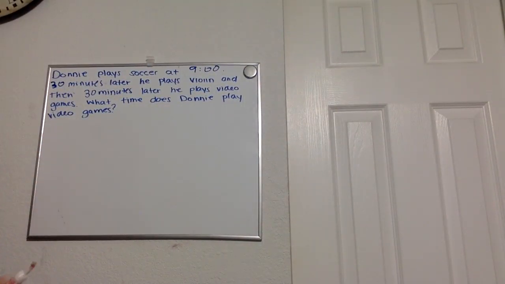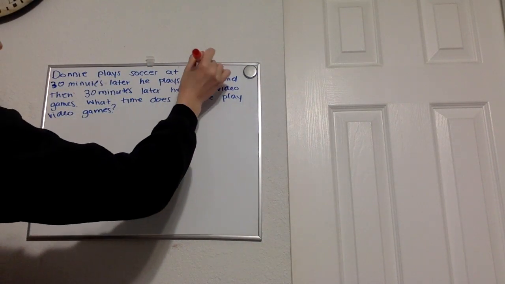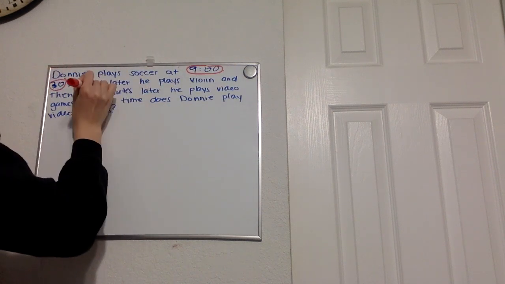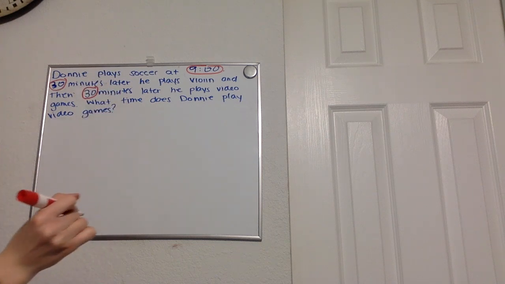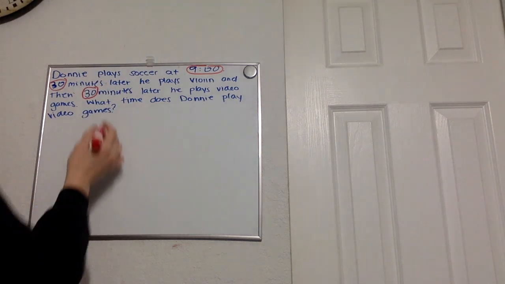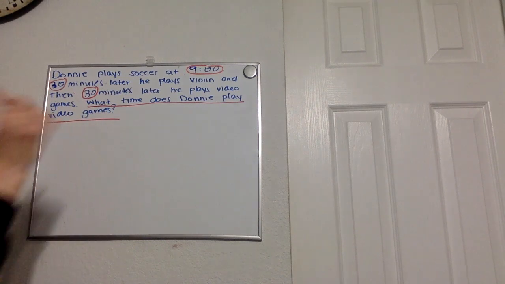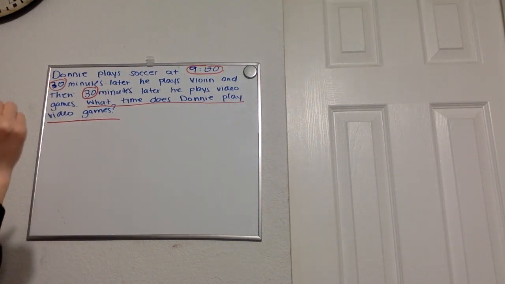So let's go back to CUBS. C means circle numbers, so I'm going to circle 9 o'clock, I'm going to circle 30, and I'm going to circle my other 30. All right. Now next I need to underline my question. What time does Donnie play video games? The last thing we need to do with our words before we solve is B, box keywords.